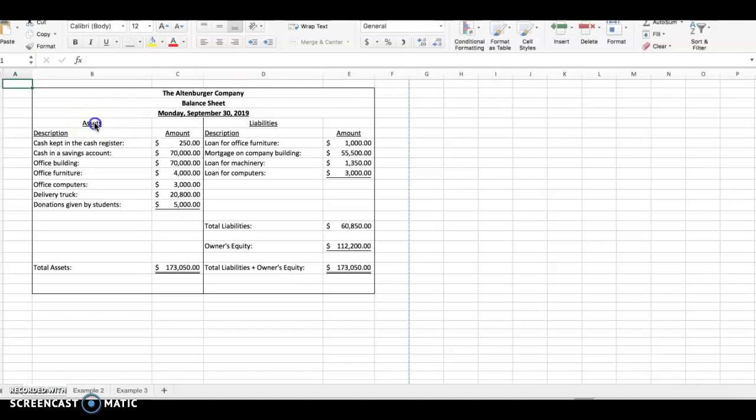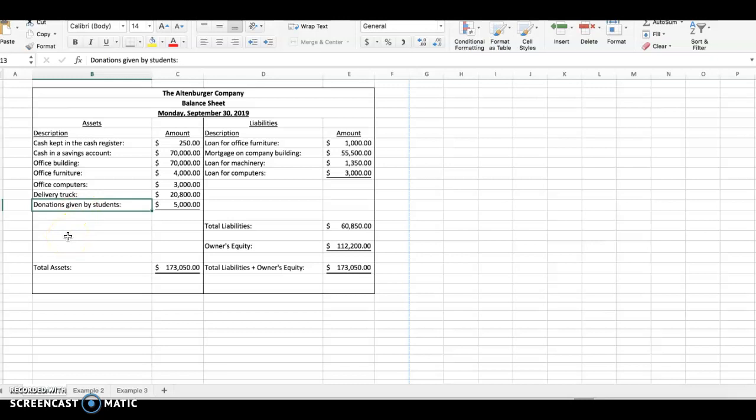Let's look at the parts. On the left side, you have a list of assets. These are things that the company owns. They are things of value that the company owns. And there's a description of each one. There's cash, obviously value there. This company breaks it down to cash in the cash register and cash in a savings account. Office building, office furniture, computers, truck, and some donations given by the wonderful students.